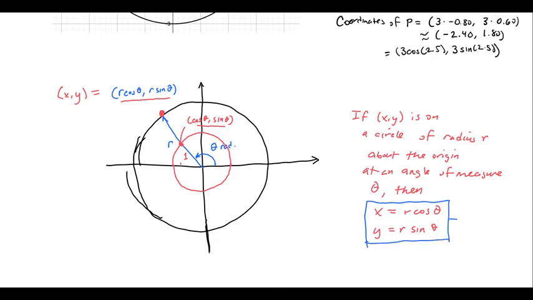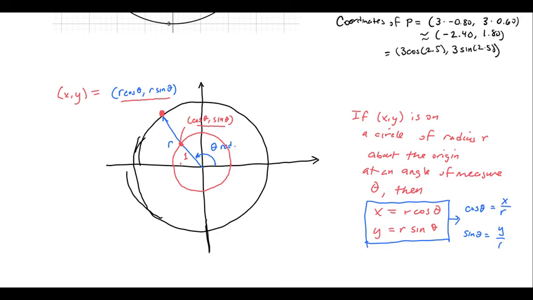And there's something else I can do with this, because if I know the radius of my circle and I know the coordinates, then I can actually figure out the cosine and sine of my angle by solving these equations. So the cosine of theta is going to be x divided by r. I'm just dividing both sides of that equation by r. And the sine of theta is going to be y over r.